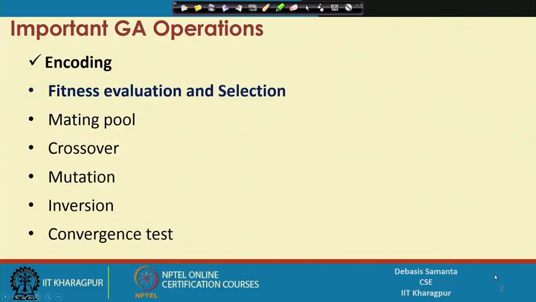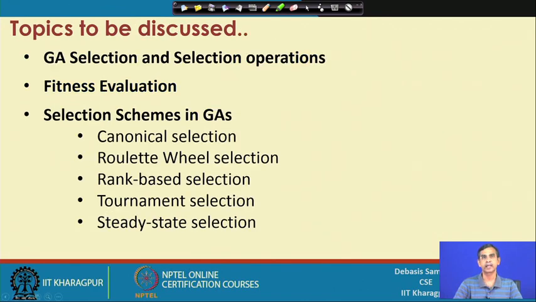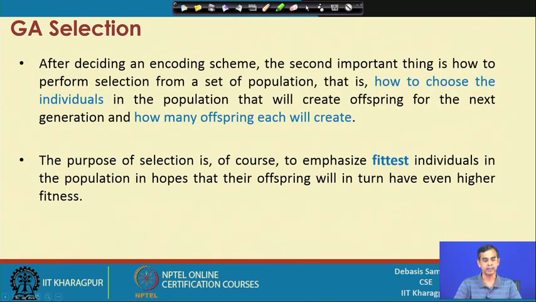We will learn in this lecture another GA operator, the selection operation. The selection operation is basically the fitness evaluation for the solutions in the current population. There are different techniques for the selection mechanism, and we will discuss 5 techniques in this lecture. The 5 techniques are the canonical selection, then the roulette wheel selection, rank based selection, the tournament selection and steady state selection. So, let us start first with the canonical selection and then we will discuss one by one.